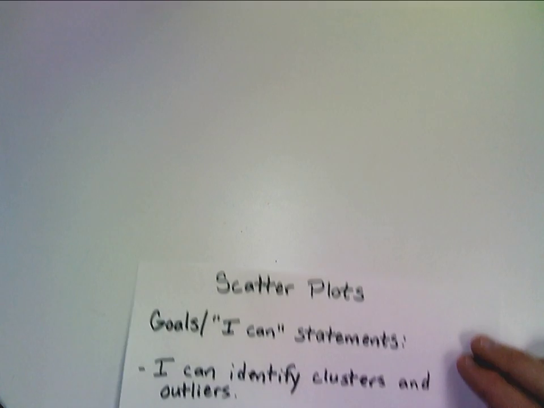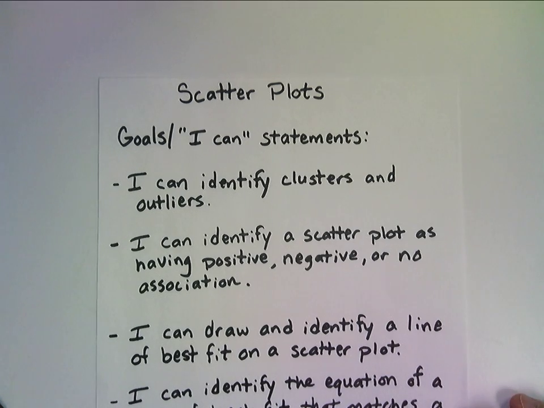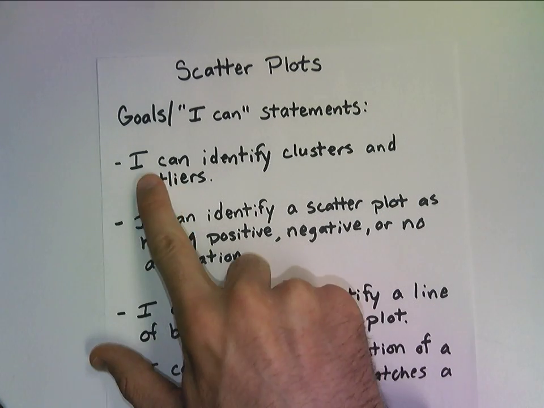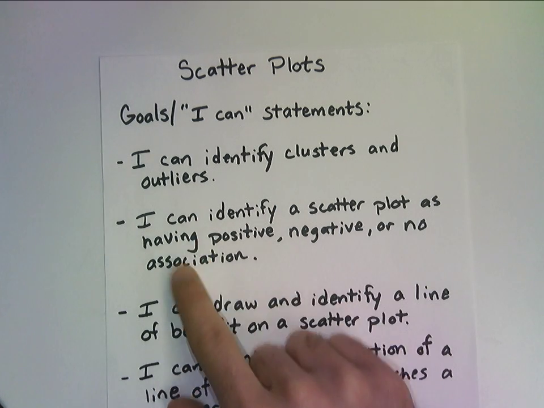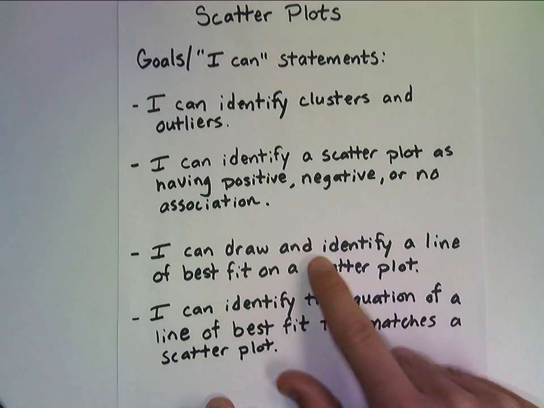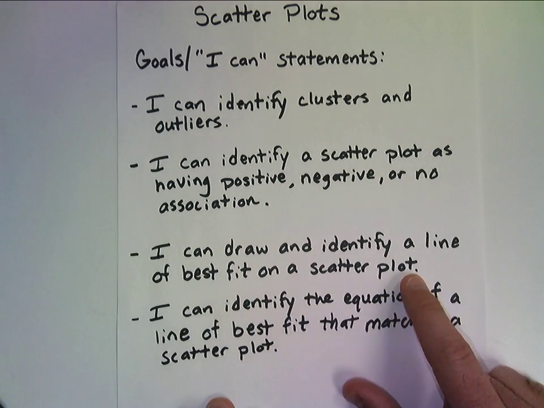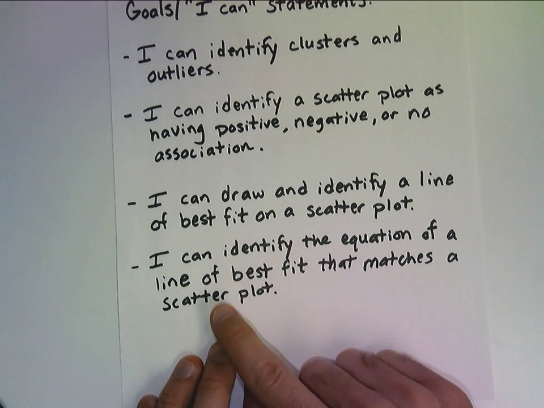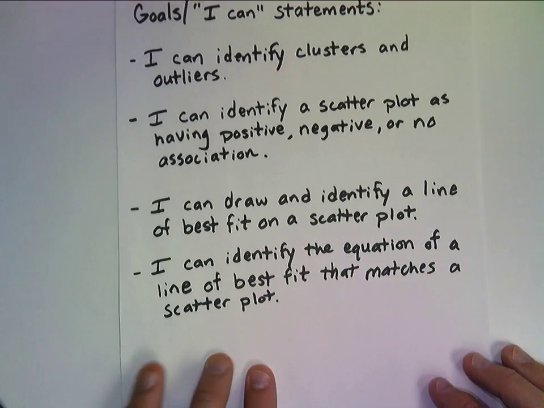And before we finish up here today, I'm going to go back over what our goals were. So again, we're looking at scatter plots, and what we were doing is I can identify clusters and outliers. I can identify a scatter plot as having positive, negative, or no association, and I can draw and identify a line of best fit on a scatter plot. And lastly, I can identify the equation of a line of best fit that matches a scatter plot.